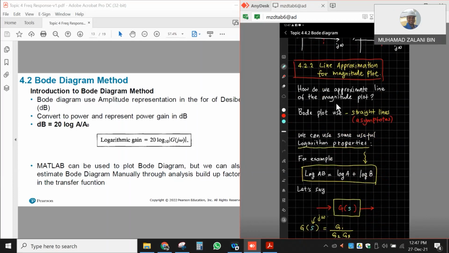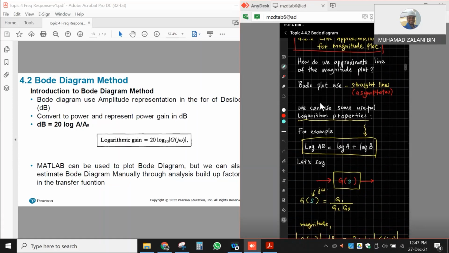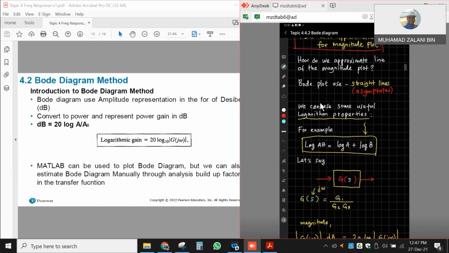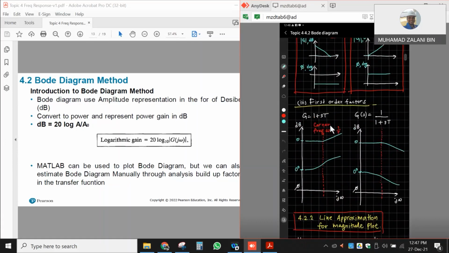We should be familiar with log identities. So how do we approximate the line of the magnitude plot? Basically, the Bode plot uses straight lines or asymptotes. You will see the asymptotes here, straight lines like this. For the magnitude, the straight lines start from 0, a horizontal straight line, and then another positive slope straight line. These are asymptotes. So when we represent that magnitude plot, we draw straight lines like this, which are called asymptotes.